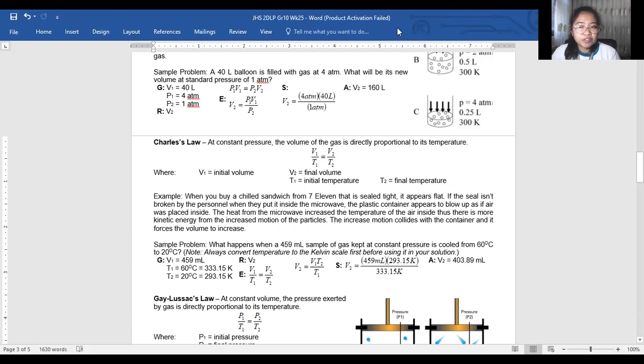And so, since hindi naman constant yung volume natin at constant lang yung pressure, para hindi magbago yung pressure, kailangan lumaki yung volume ng gas. Okay? So, balikan natin ang ating simulation.